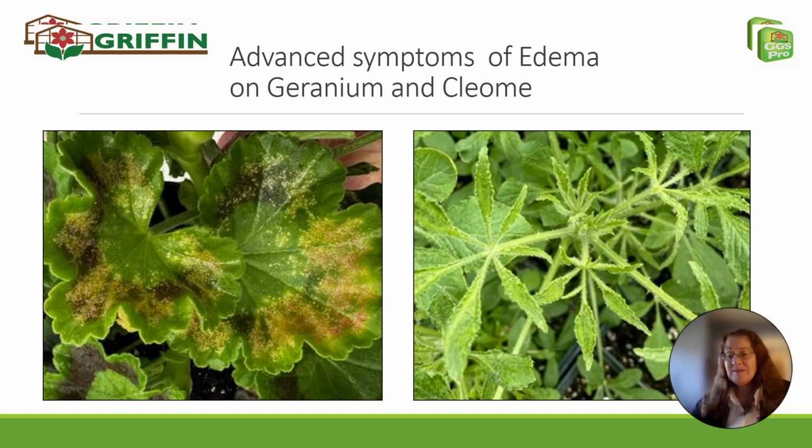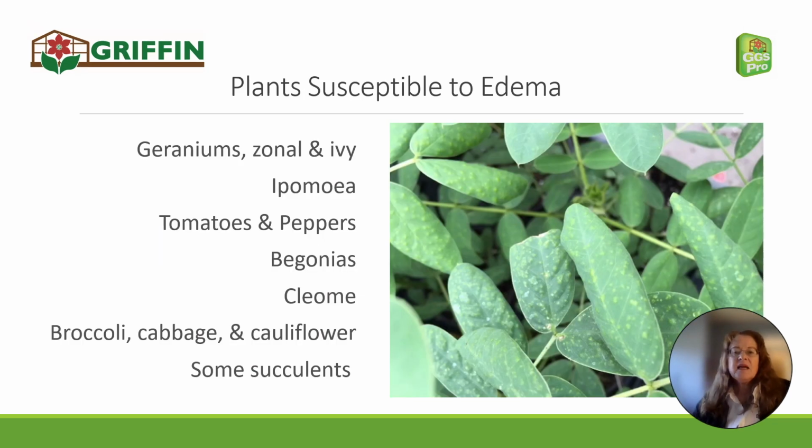Cleome can fare a lot worse. You see here that it's not just on the older leaves. The plant is very highly affected, with distorted foliage. It's going to take quite a while to grow out of that. Cleome and geraniums are two of the most notable susceptible plants. Another plant susceptible to edema is the cassia, shown here. Tomatoes and peppers, begonias, we mentioned cleome, broccoli, cauliflower, and cabbage can be susceptible, and then some succulents are susceptible.